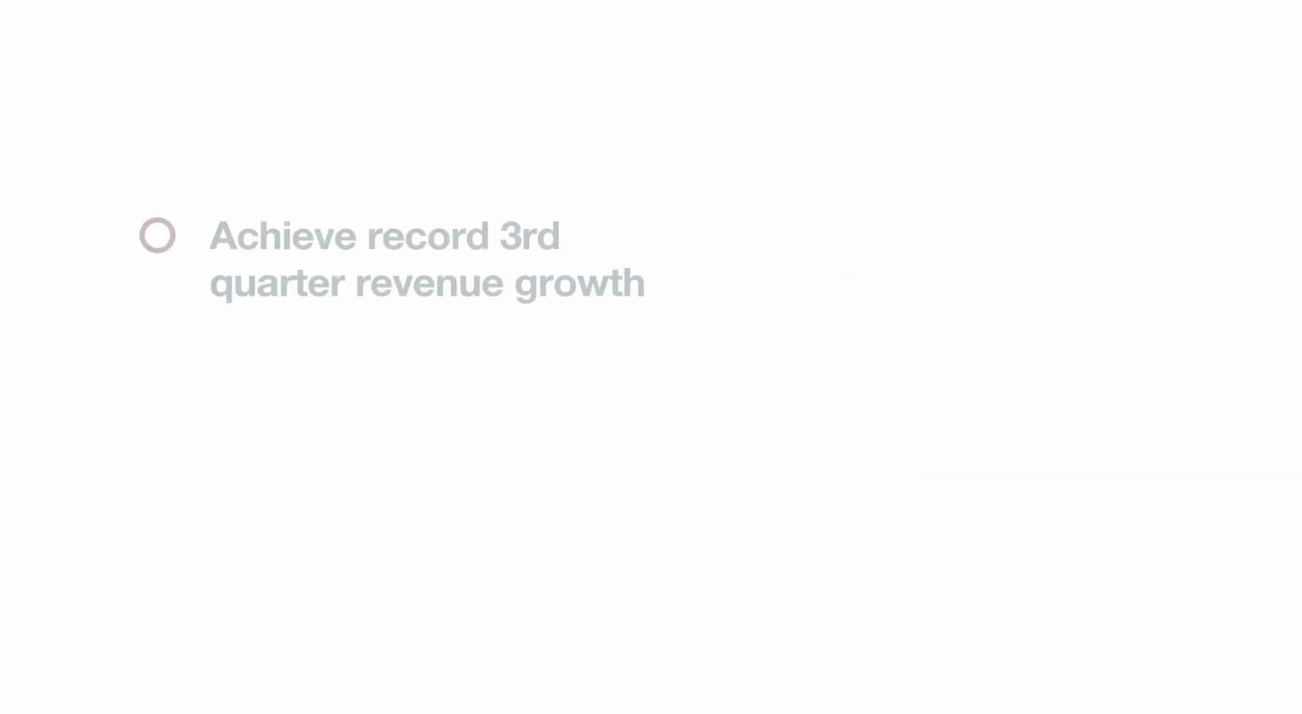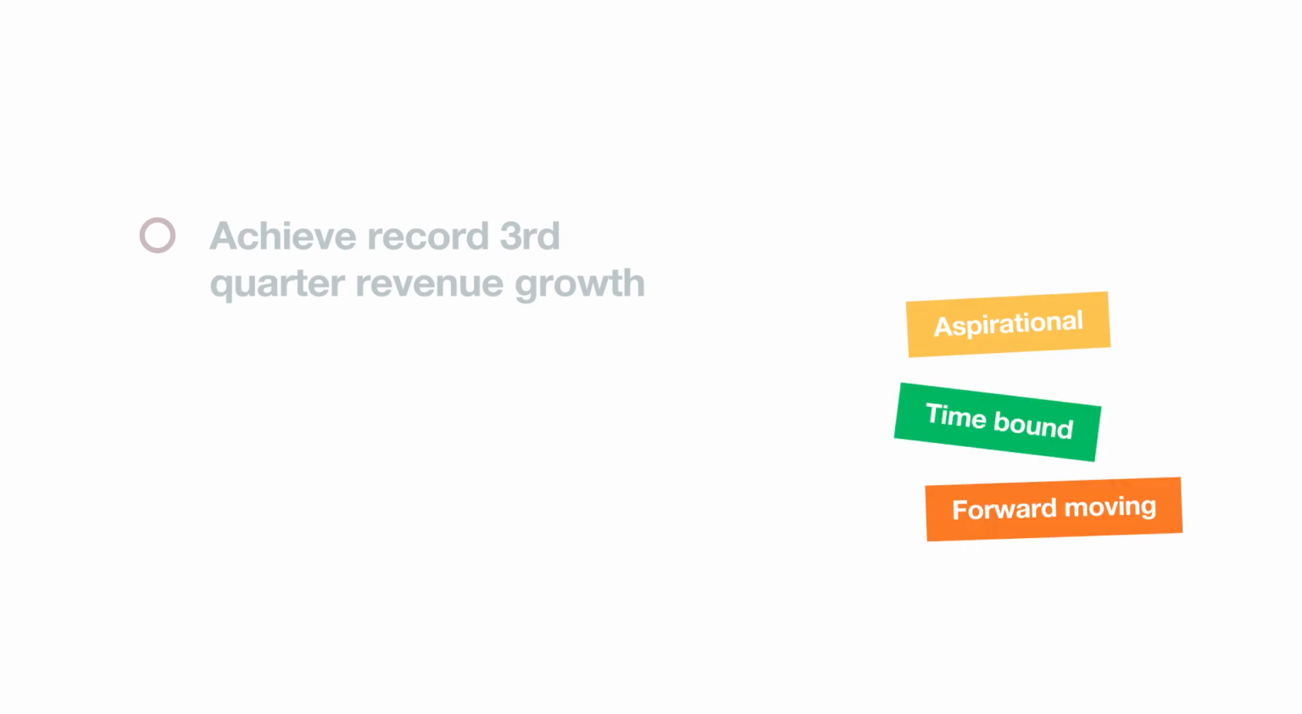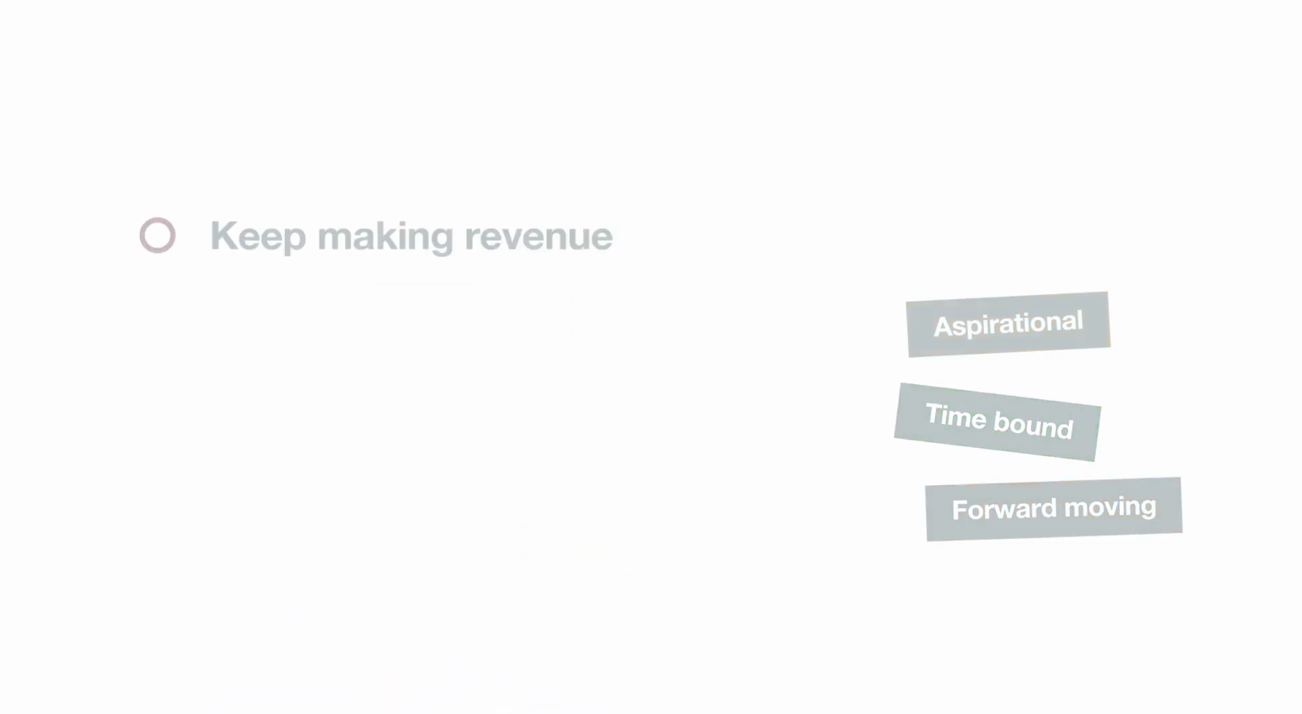So, if we wanted to write an objective for a company to increase the revenue, a good objective might be to achieve record third quarter revenue growth. This objective works since it's aspirational, time-bound, and helps move the company forward. An example of a bad objective would be, keep making revenue. This is a bad objective as it's not time-bound, not inspiring, and not forward-looking.